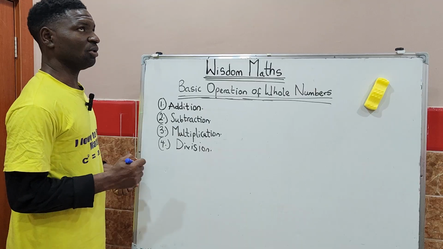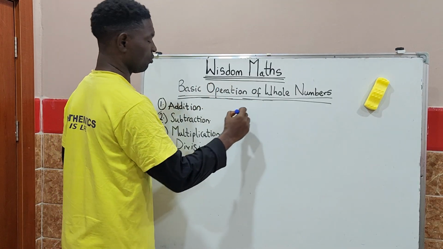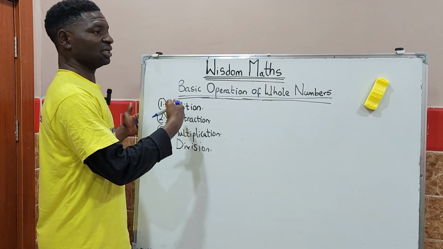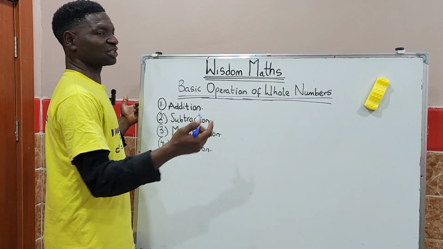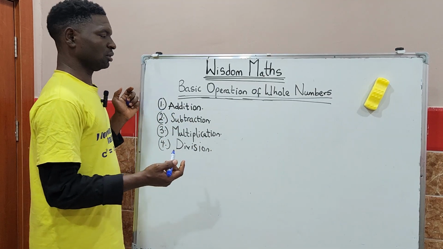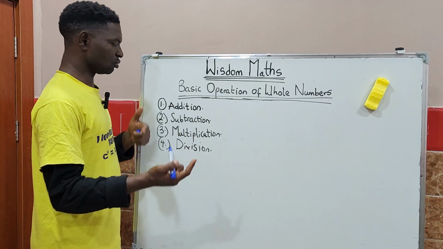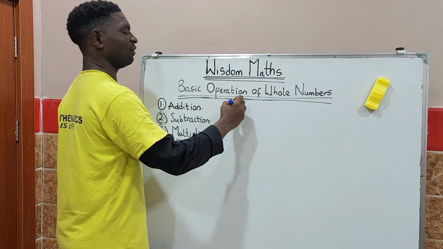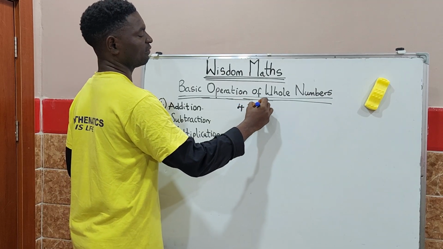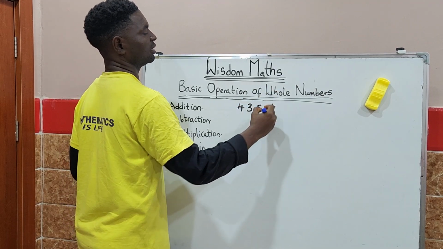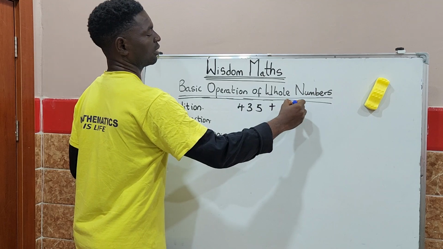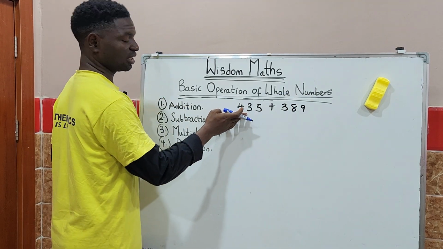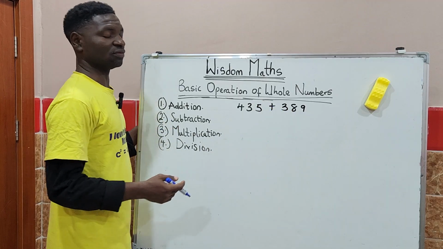People are normally more acquainted with addition. So I'll just give a few examples, then go to the ones that need more explanation. So if I have 435, I'm to add this to another three-digit number, so I'm to add two of them.